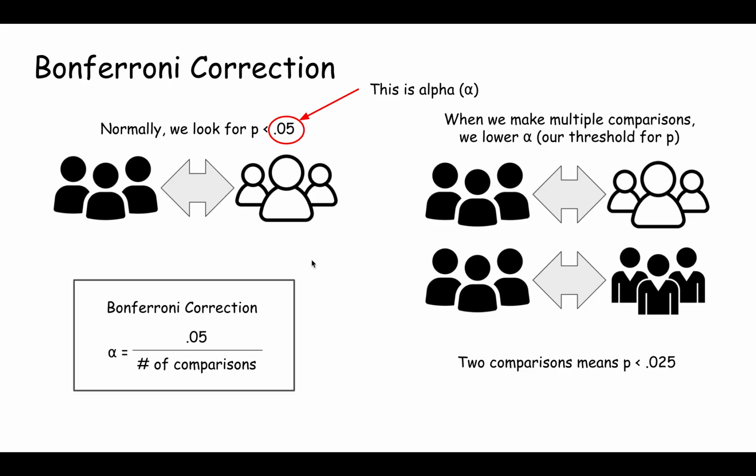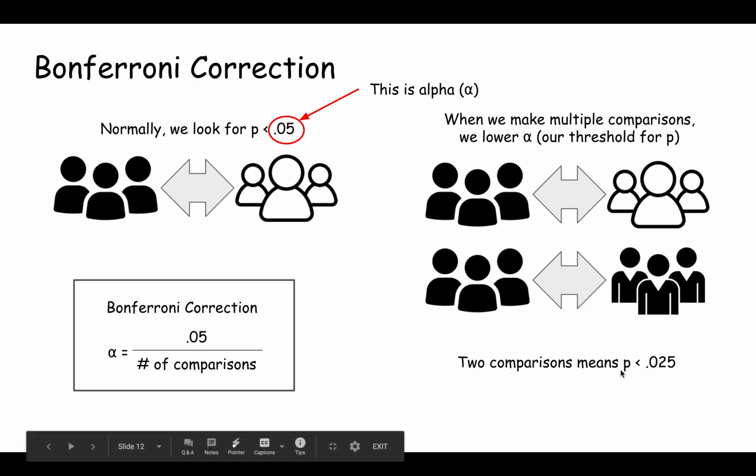Now, we've discussed Bonferroni correction in evidence-based practice. All we're going to do is reduce our alpha, our cutoff for statistical significance, based on the number of comparisons. So normally when we only have one comparison that we're making, we're looking for P to be less than 0.05. That 0.05 is our alpha value. For the Bonferroni correction, we're going to divide that 0.05 by the number of comparisons. So our alpha, if we have 2 comparisons, becomes 0.025.